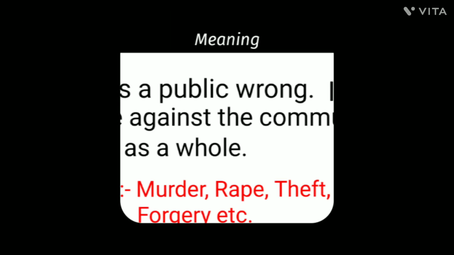Hello everyone. Today we are going to be discussing one of the most important topics of IPC, and that is the meaning, definition and nature of crime. It is also very important from the perspective of your law examination as it is asked in long questions. So without wasting time, let's start with today's topic.